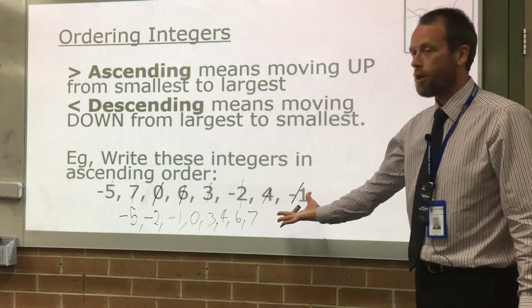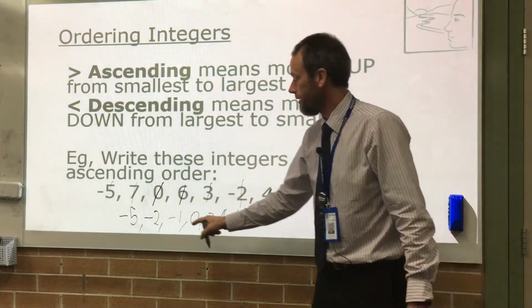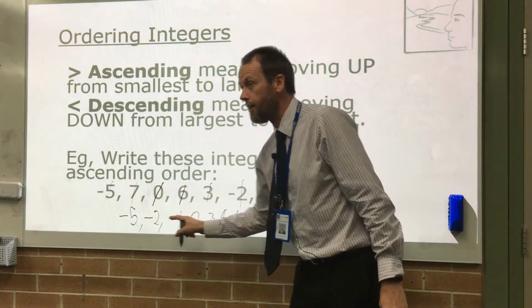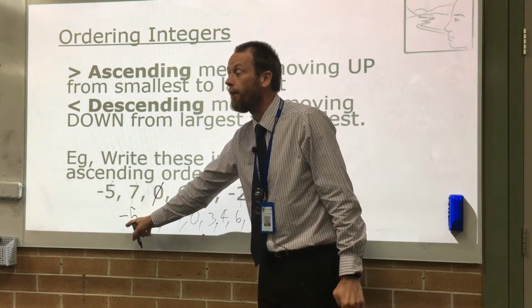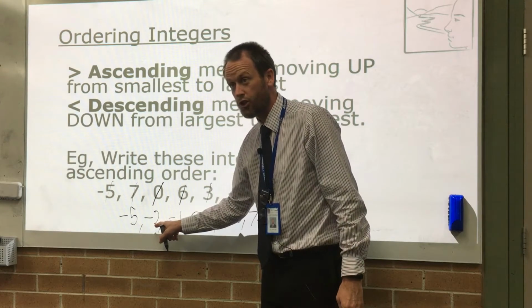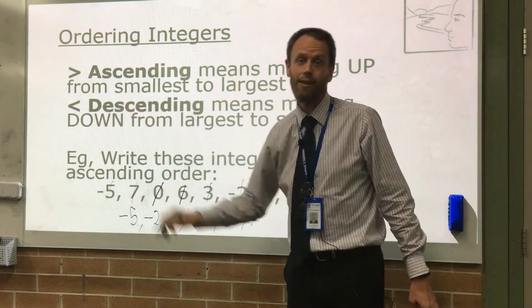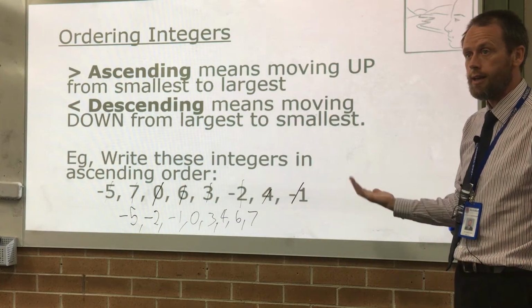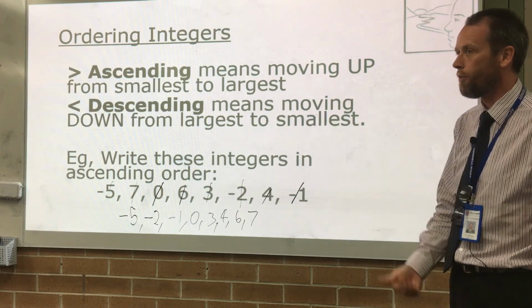Look at that. We've now got it in ascending order. Remember, the negatives are always less than the positives. But notice too, negative 5 is less than negative 2. It's further down that end of the number line. We're going to get in now and do some questions based on this. So let's get in, have a go, see what we can learn.